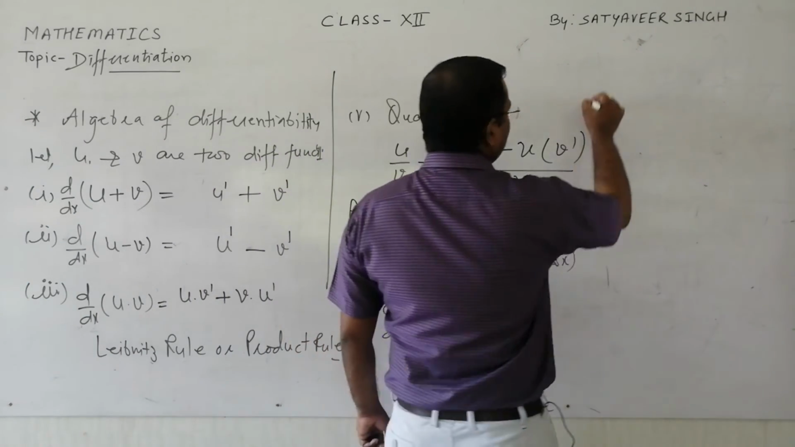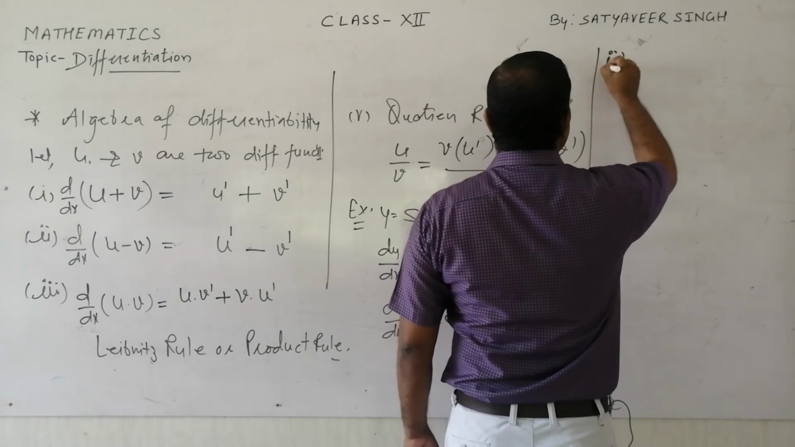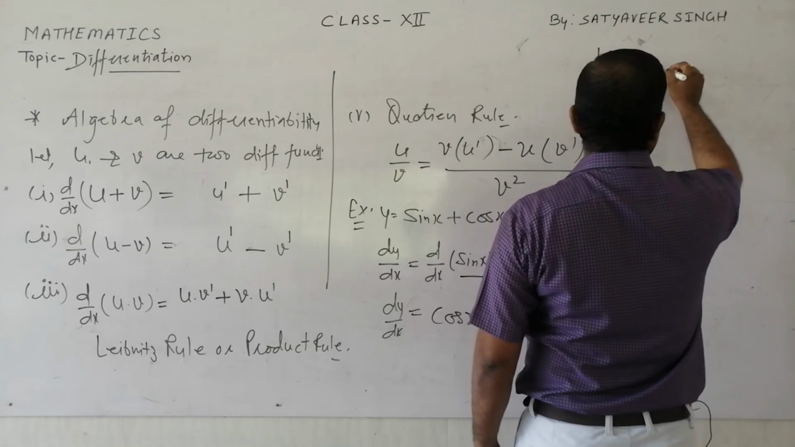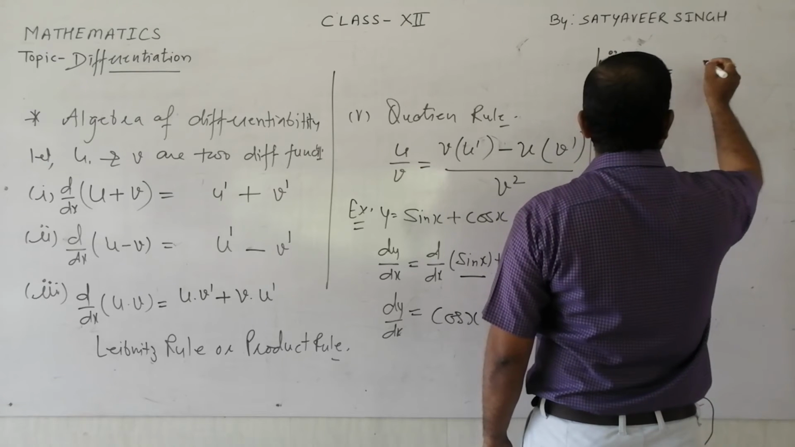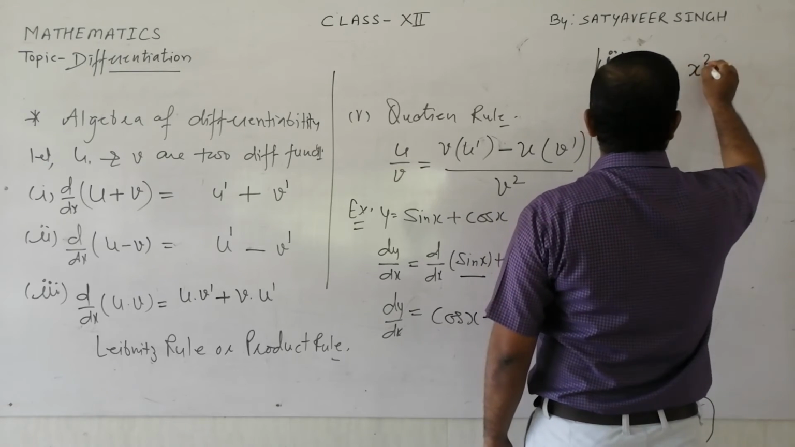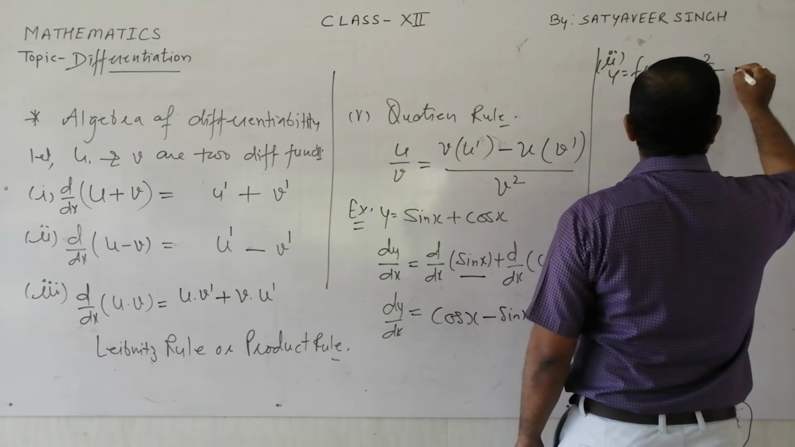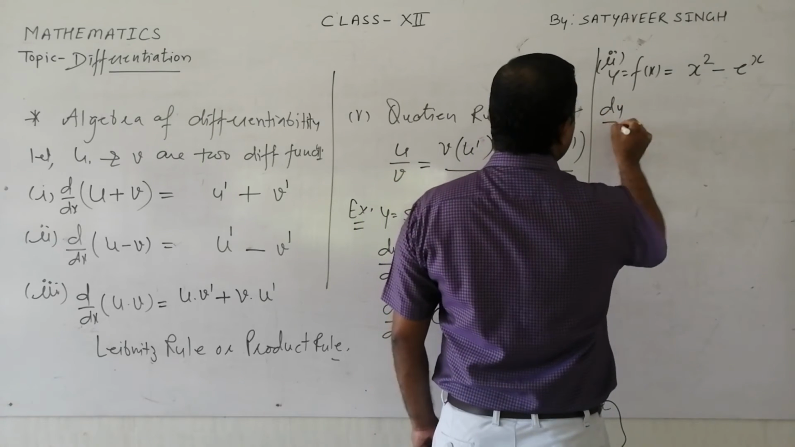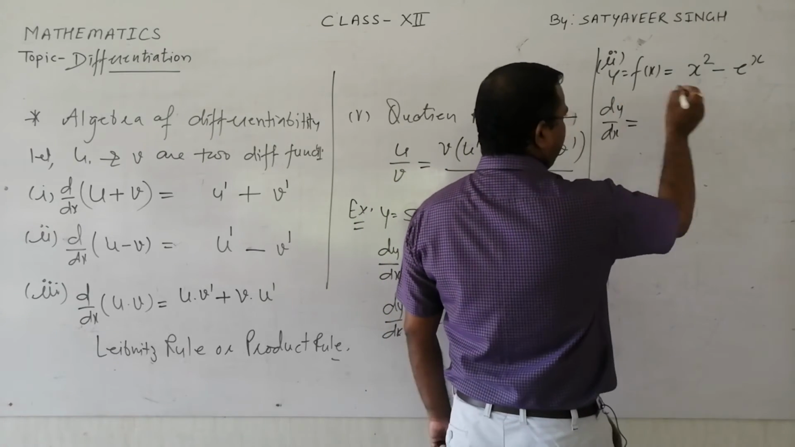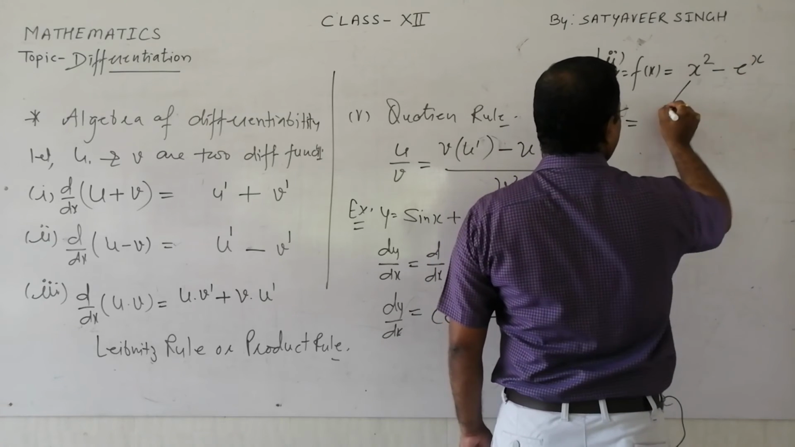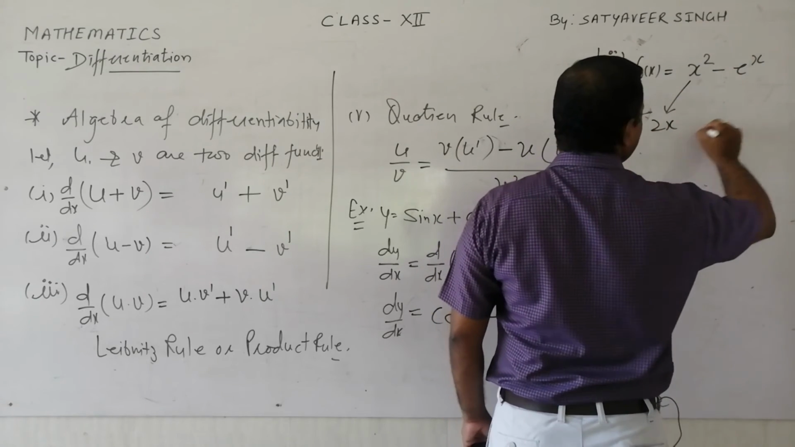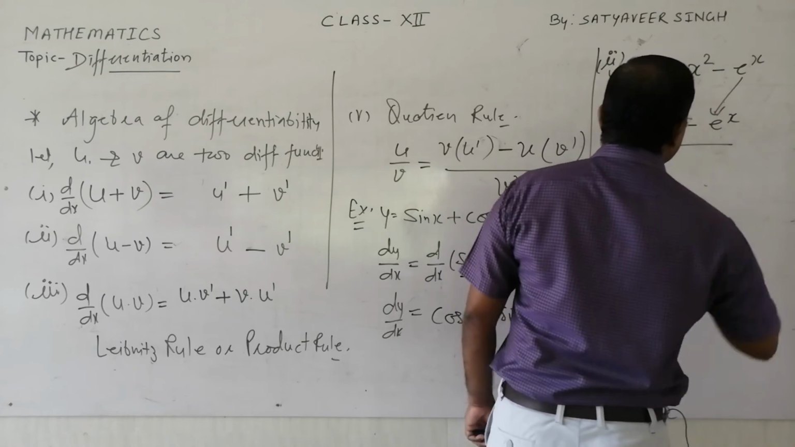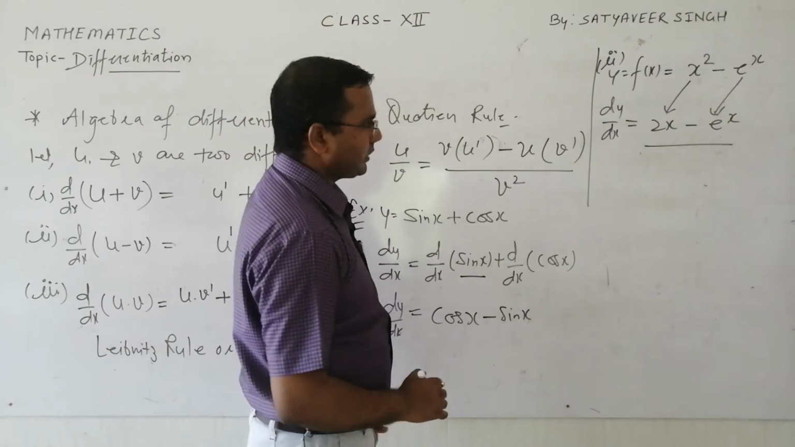Similarly, we can also discuss based on the second rule. Suppose f(x) or y is equal to f(x), I have taken, it may be suppose x square minus e raised to x. Then dy upon dx we want to find, it will be differentiation of x square, which is 2x, minus differentiation of e raised to x, which is e raised to x. So this is the answer we got from here.